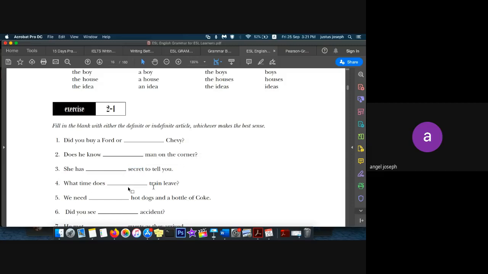What time does dash train leave? Of course, you will ask this question only if you are standing in a railway station and asking somebody. Will you ask a train leave? Then they will say which train. Or you will ask pointing towards that train, what time does the train leave? Right. So imagine yourself in the situation and that will give you a much better understanding of which article you're supposed to use.